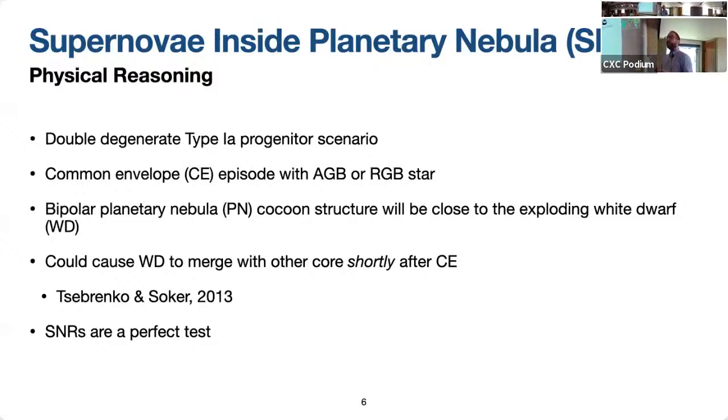So first, the physical reasoning for this, also called SNPs. In the double degenerate type 1a progenitor scenario, as we've learned many things about, you have some sort of common envelope interaction. This interaction would be between our white dwarf and an AGB or RGB star. And we know it's a common envelope because main sequence binaries are sort of too long for this merge or collision to happen.